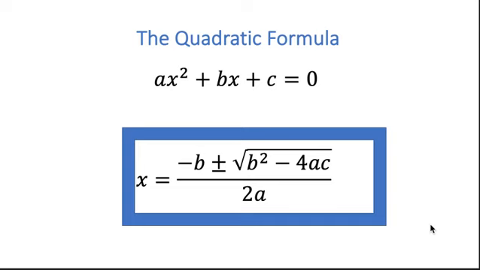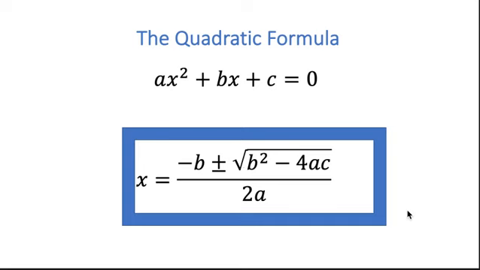So the quadratic formula comes from a quadratic equation in standard form. Realize that a, b, and c are the coefficients of the quadratic equation, and that's the a, b, and c that's referred to in the quadratic formula. So here in this big blue box is the quadratic formula. x is equal to negative b plus or minus the square root of b squared minus 4ac all over 2a.